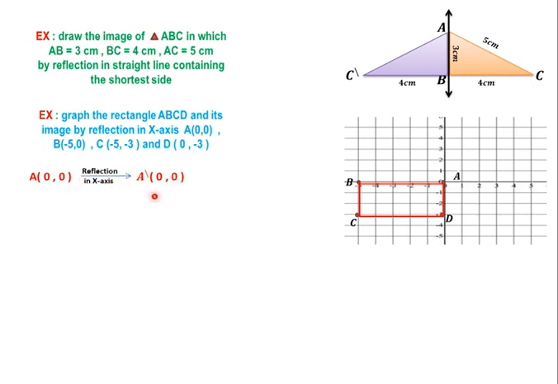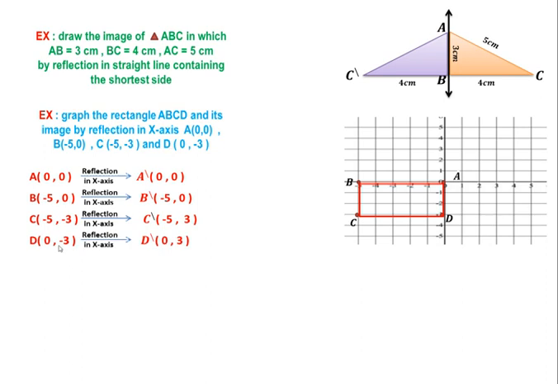Then next, B, negative 5, 0: the X will be the same, and Y, 0, will be 0. And point C, negative 5, negative 3, reflection changes Y, so negative 3 will be 3. Then the image of D, 0, negative 3: 0 is the same, and negative 3 will be 3.